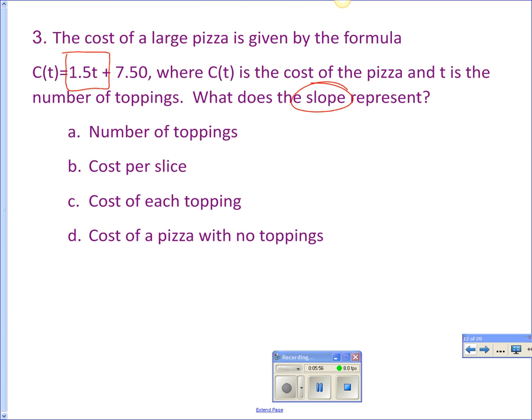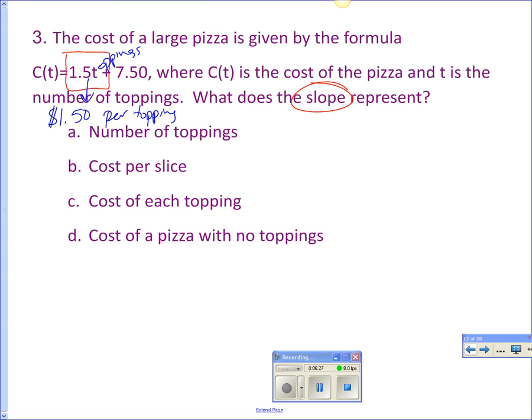Good. So guys, think about this. This is kind of like going backwards. T is toppings. So this means it's $1.50 what? For each topping, or $1.50 per topping. Remember, that's why you have to put a letter with it, because it's for each or per. So this is $1.50 per topping is what that means for the slope. That's why there's a T next to it.